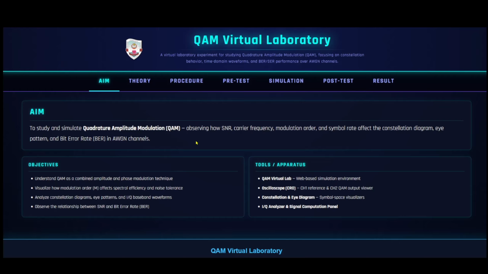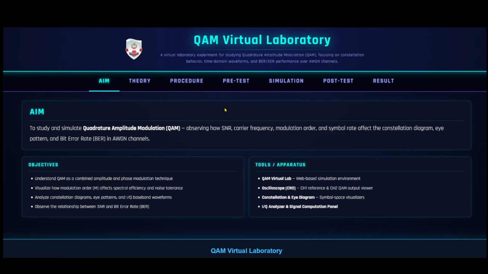So QAM is a method used to send digital data like internet data, mobile signals, and Wi-Fi signals by modifying the carrier waves. Instead of sending just 0 and 1 directly, QAM changes the amplitude and the phase of the carrier signal. Here we have two carrier signals called in-phase and quadrature phase. Now let's move to the website.